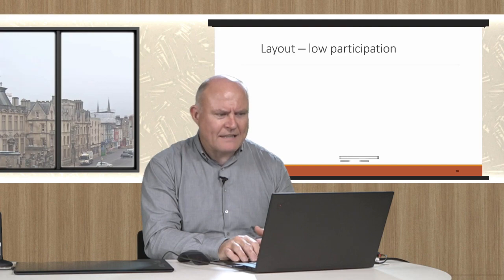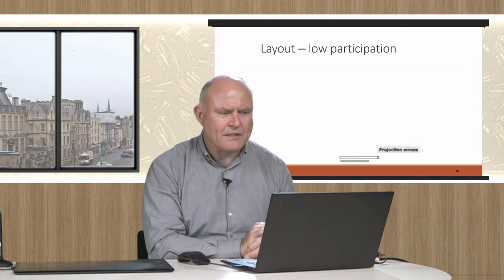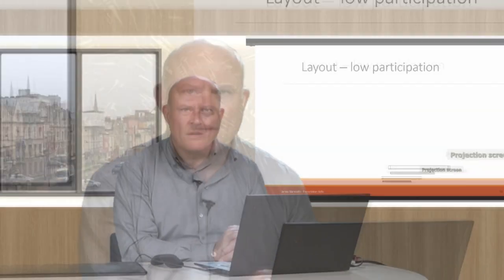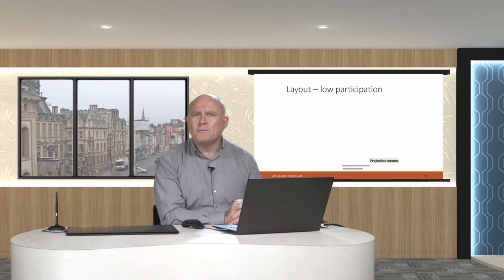So let's have a little think about a low participation layout. When we walk into a room, one of the first things that we're going to want to do is to figure out where the immovable things are. Where are the things in that room that don't move? Because these are our fixed points, things that we need to work around. These we can't adjust, we can't move.